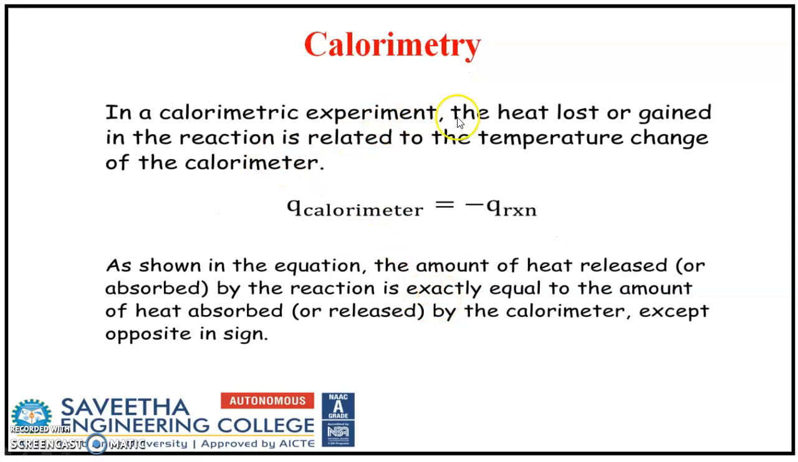In a calorimetric experiment, the heat lost or gained in a reaction is related to the temperature change of the calorimeter. Q calorimeter is equal to minus Q reaction. As shown in the equation, the amount of heat released or absorbed by the reaction is exactly equal to the amount of heat absorbed or released by the calorimeter, except with the opposite sign.